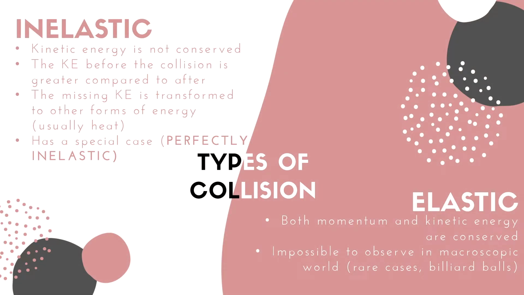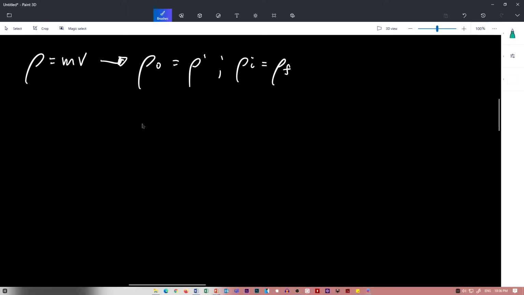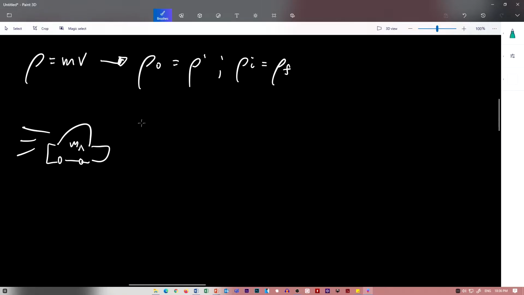So after knowing those, let us have an understanding of what is being conserved. So let's say you have a car here. It has a mass, so let's call its mass m sub a, and it is going at a certain velocity, which we will call v sub 0, or specifically v sub a sub 0. That would be the initial velocity of the first mass.